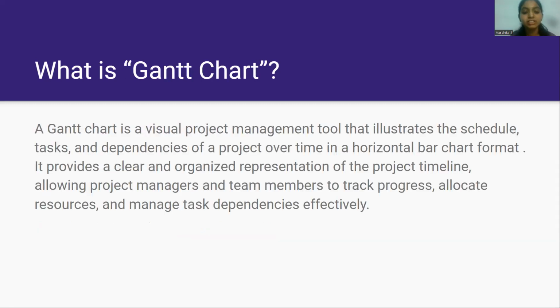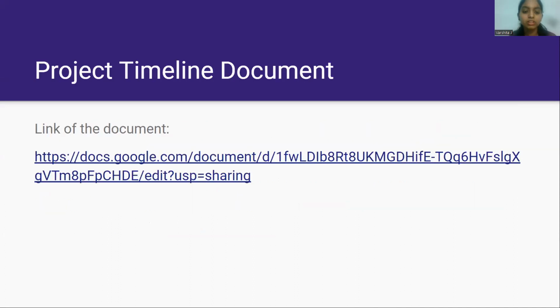So what is a Gantt chart? It is a visual project management tool that represents the project timeline, as already told. It is in the form of a horizontal bar chart with tasks on the y-axis and the duration of tasks on the x-axis. Now let's look at the project timeline document.